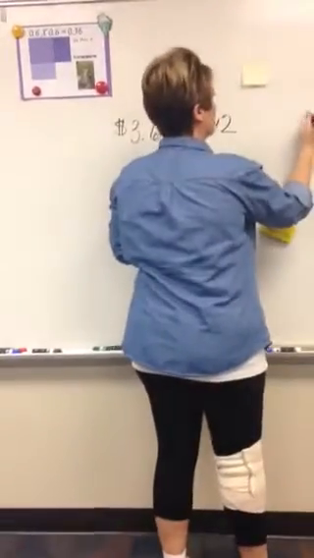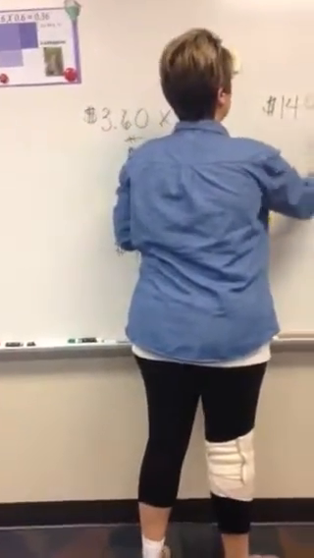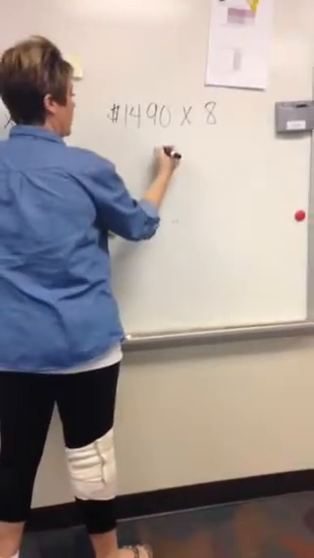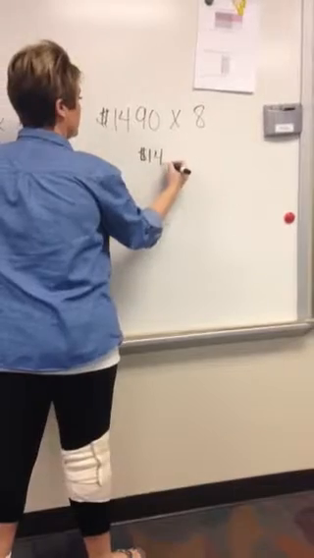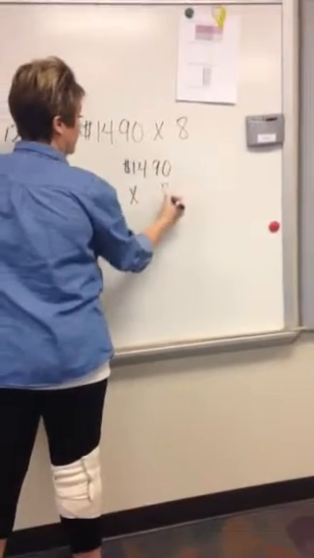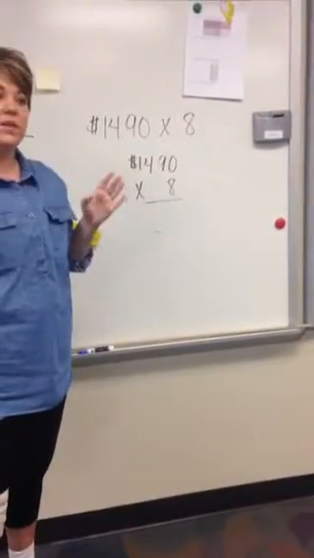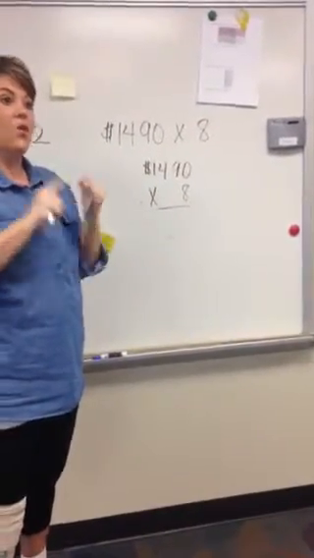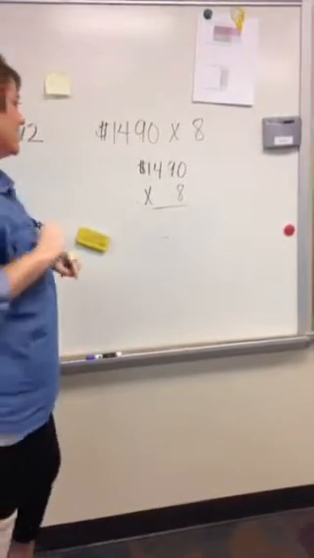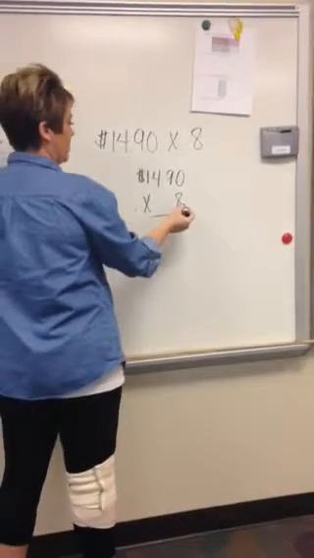Number 4 says $14.90 times 8. You're going to rewrite it up and down. $14.90 times 8. Not going to think about what? Everybody out there in the audience, what are we not thinking about? The decimal. Or the dollar sign. That's right. Okay? So I'm going to think about those later. Right now I'm just going to multiply.